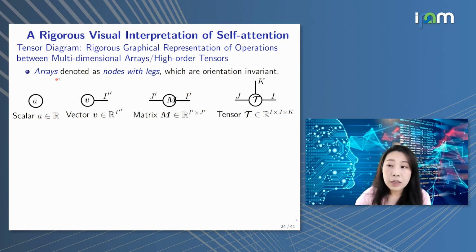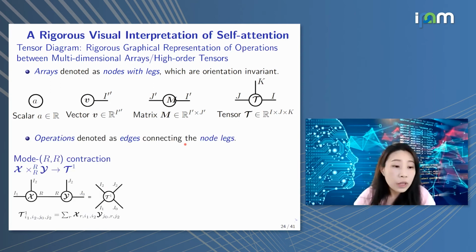Arrays are denoted in a tensor diagram as nodes with legs. For example, a scalar has no legs, a vector has one leg, a matrix, a 2nd-order tensor, has 2 legs, a 3rd-order tensor has 3 legs, and so on. You can represent any order tensor really efficiently and effectively using a node with legs. It's also nice that the legs are orientation invariant. No matter where your legs are, you are representing the same tensor. Also, the operations in the tensor diagram are denoted as edges connecting the node legs.